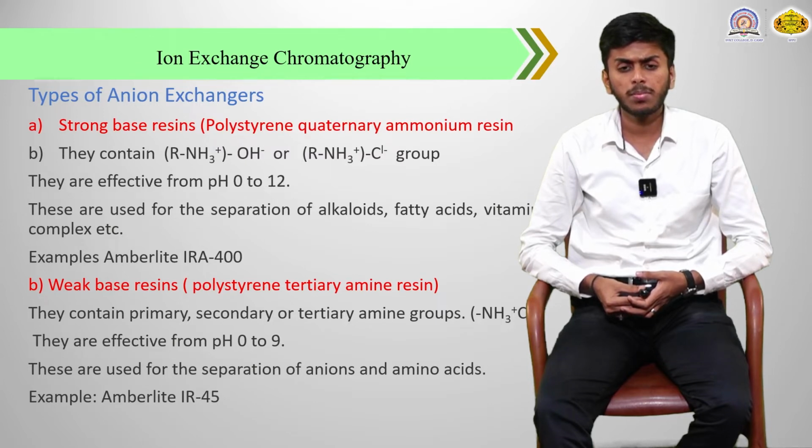These are used for the separation of alkaloids, fatty acids, vitamin B complexes. The example of such a resin is Amberlite IRA400. Weak base resin is the next type. They contain primary, secondary or tertiary amine groups and they are effective over the pH range of 0 to 9. They are used for the separation of anions and amino acids. The example of such a resin is Amberlite IR45.